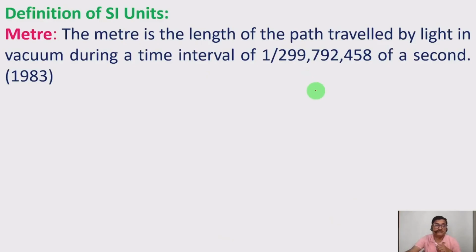Definition of SI units. All the SI fundamental units are there, and we will take their definitions. Meter is the length unit, and it is defined as the length of the path traveled by light in vacuum during a time interval of 1 by 299,792,458 of a second, which was defined in the year 1983. By considering some standard, it was defined.